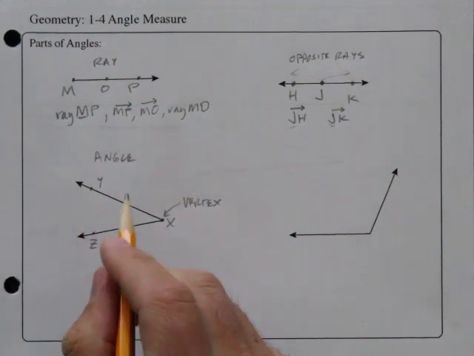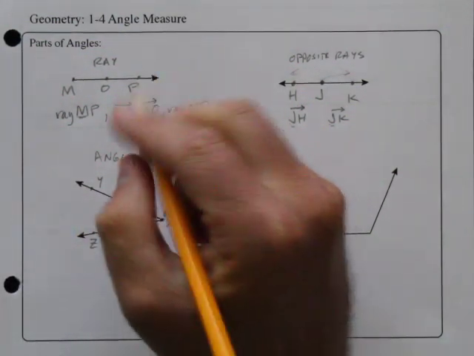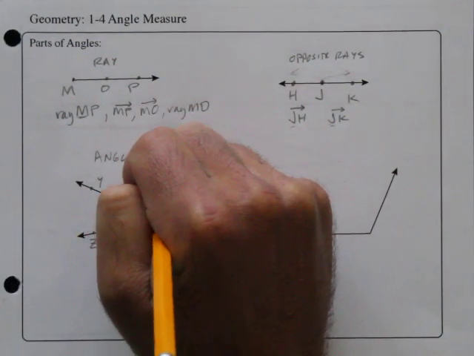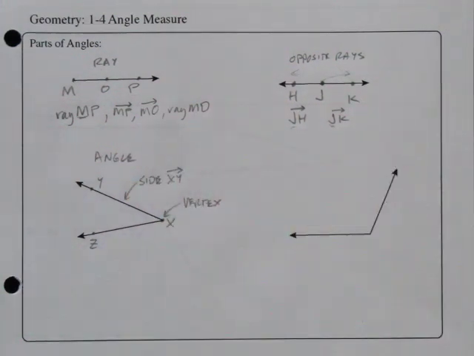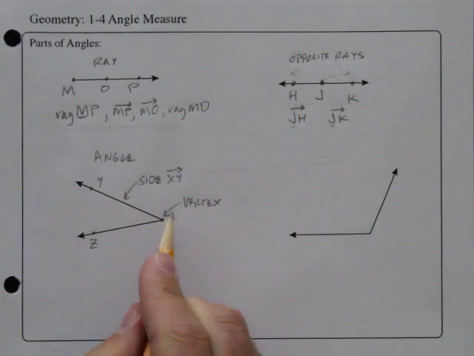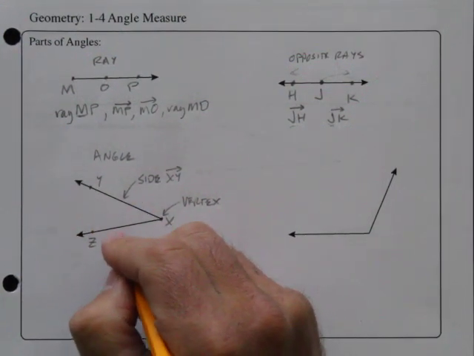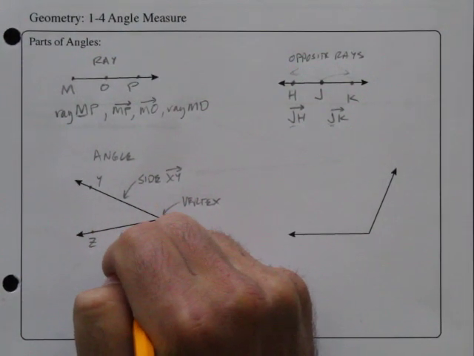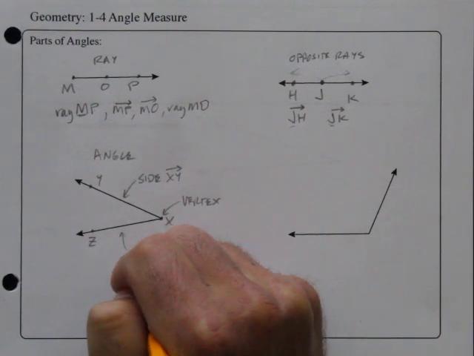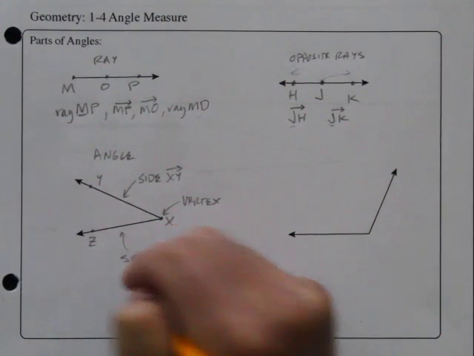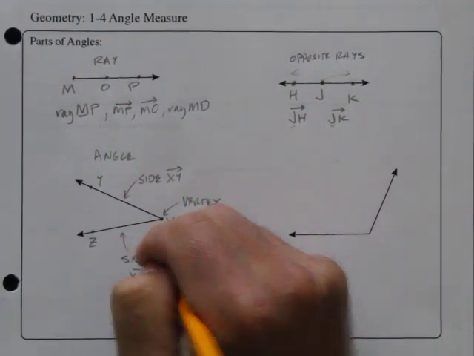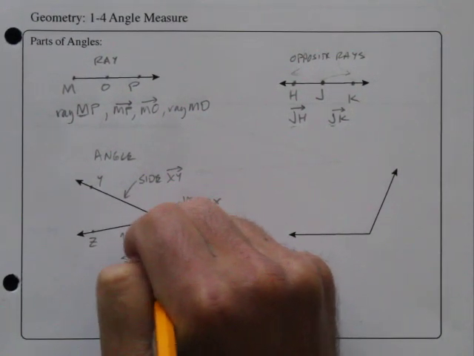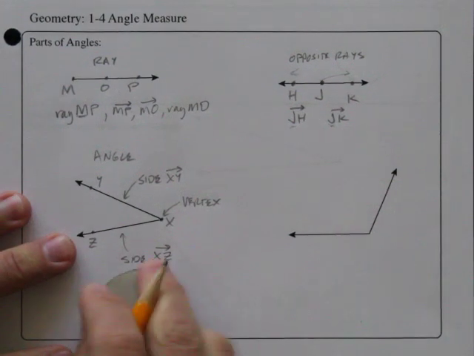Now, let's see, this is side XY. Notice I have a ray XY, and this one right here is going to be side XZ. Now, I should write XZ right here just to be a little bit cleaner.